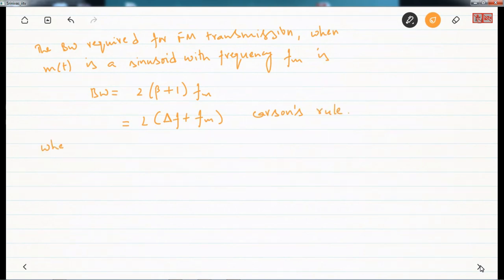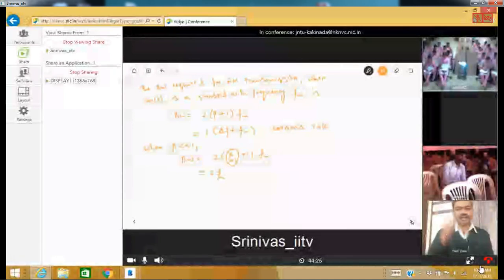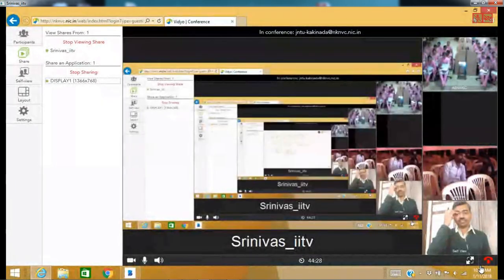So when beta is much less than 1, what happens to the bandwidth? Bandwidth becomes 2 into beta plus 1 into FM, where beta is much less than 1. So when beta is much less than 1, you neglect this, and this becomes approximately equivalent to 2FM. Right? So that completes our bandwidth requirement of FM signal.